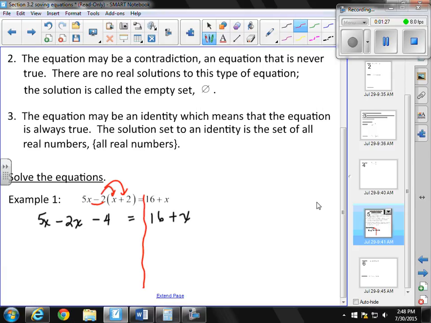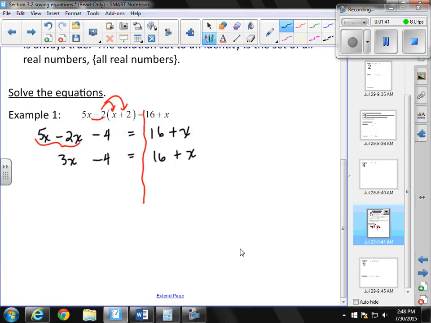On the left-hand side of my equation, I have like terms I can combine. 5x minus 2x is 3x, minus 4 equals 16 plus x. Now I need to get all my x's on the same side of the equation. On the right-hand side, I have plus x. I'm going to subtract x. Whatever I do on the right, I have to do the same thing on the left. 3x minus x is 2x, minus 4 equals 16, and x minus x is 0.